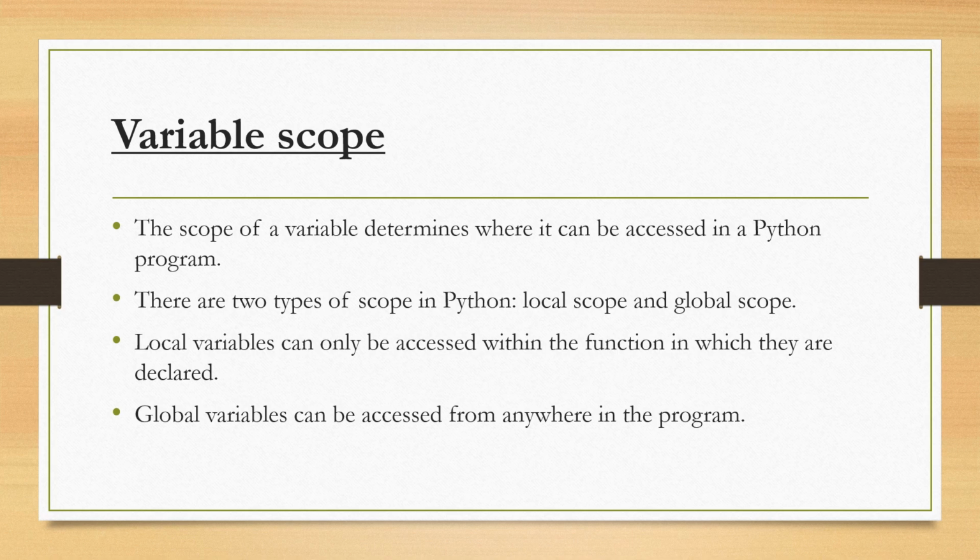So this is the local scope, and global variables can be accessed from anywhere in the program. So there is no limitation for global variables. This is the simple thing we have to understand.